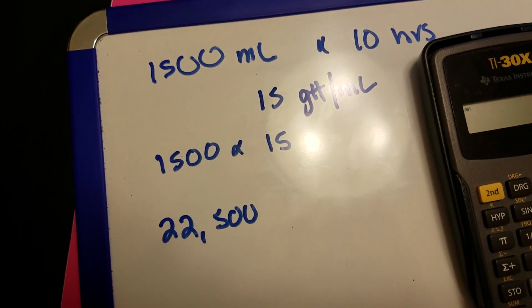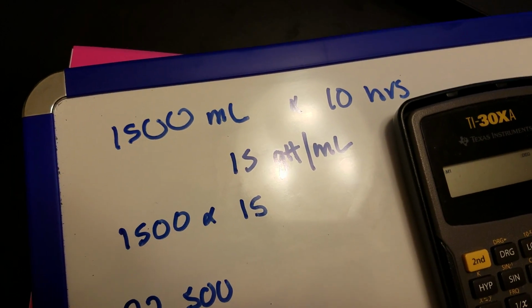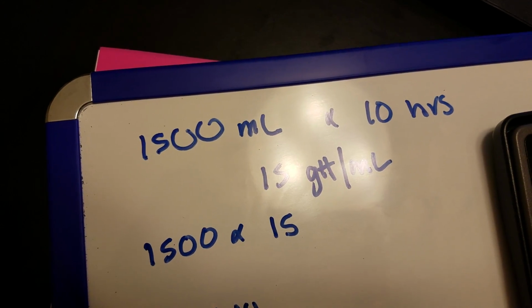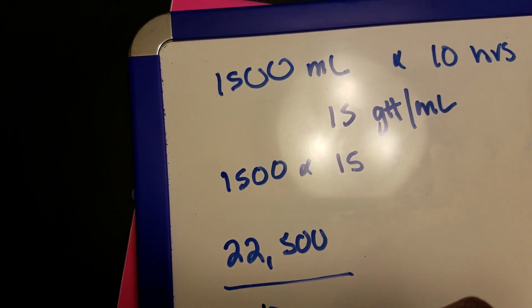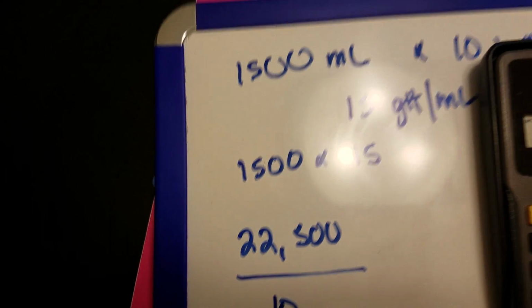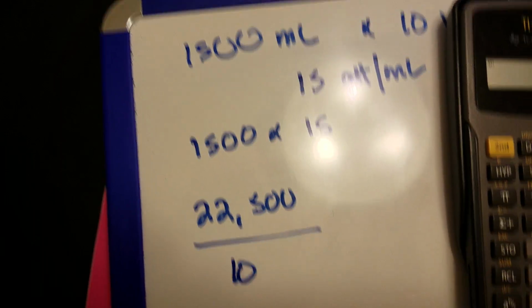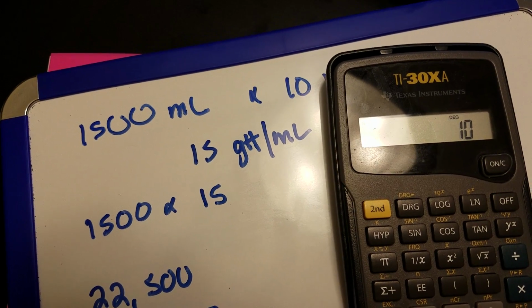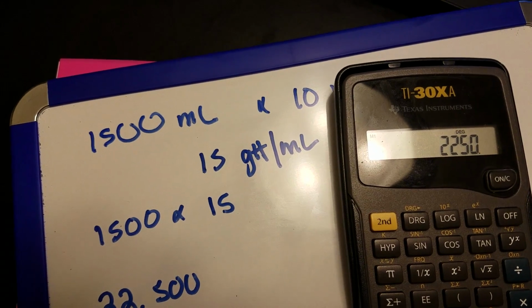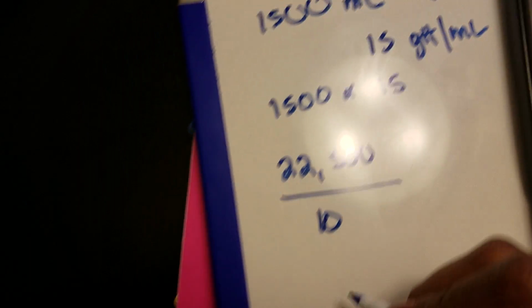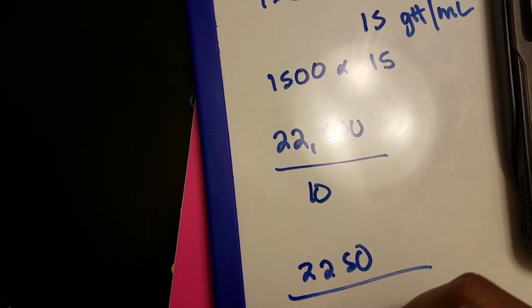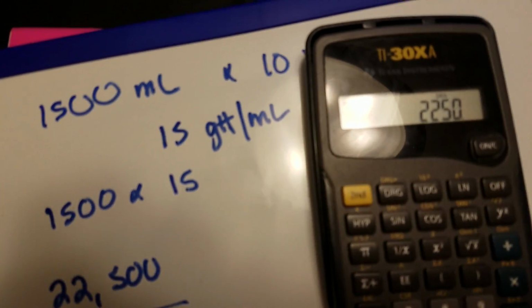All right. And now that you have that, that's how many drops total you have. So then you know it has to be over 10 hours. So then you're going to divide those two, which gives you 2,250. And then you're going to divide that by 60.